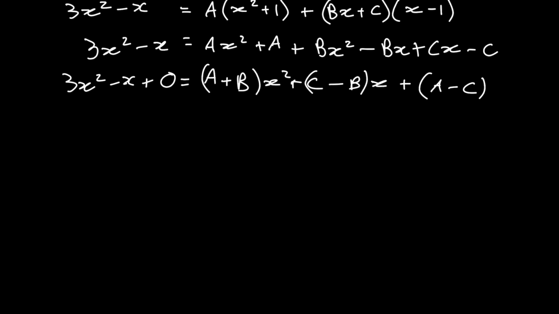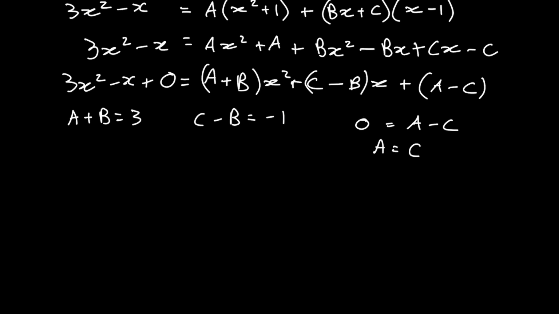So now we can equate coefficients. We have A + B = 3. We also have C − B = −1, they're both the coefficient of x. And then we have 0 = A − C. If 0 = A − C, then A must equal C. So if A equals C, then I can write this as A − B = −1.